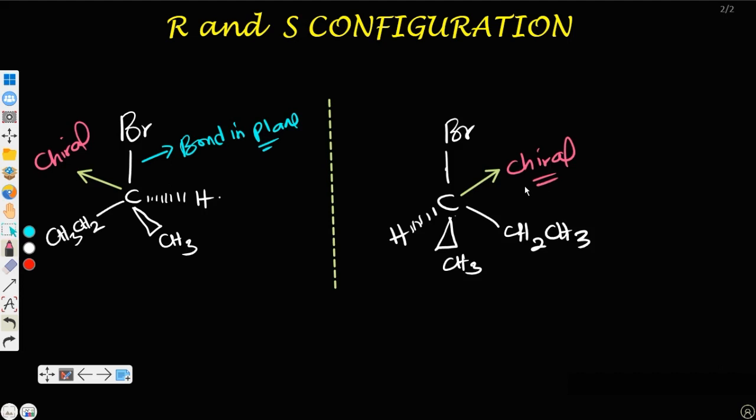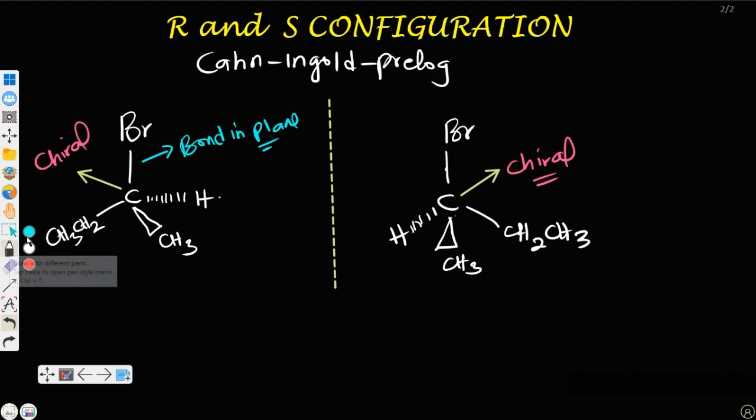How do we use the R and S configuration to name this compound? Now, the R and S configuration was also given by Cahn, Ingold, and Prelog, three different persons. Now you assign priority around them.